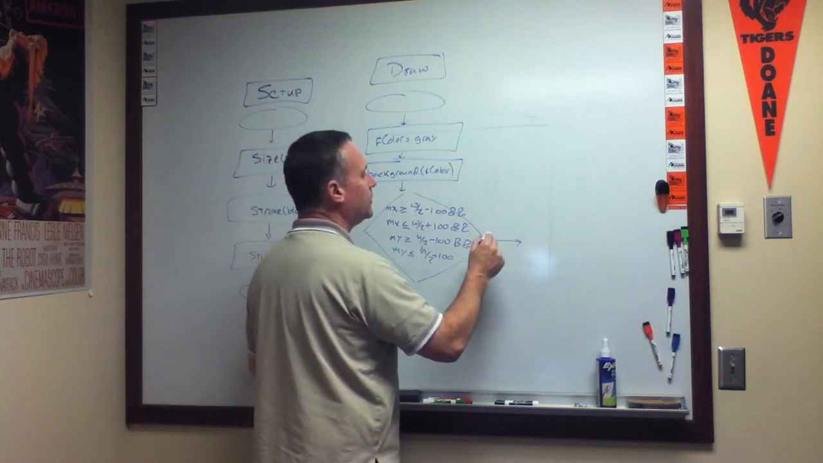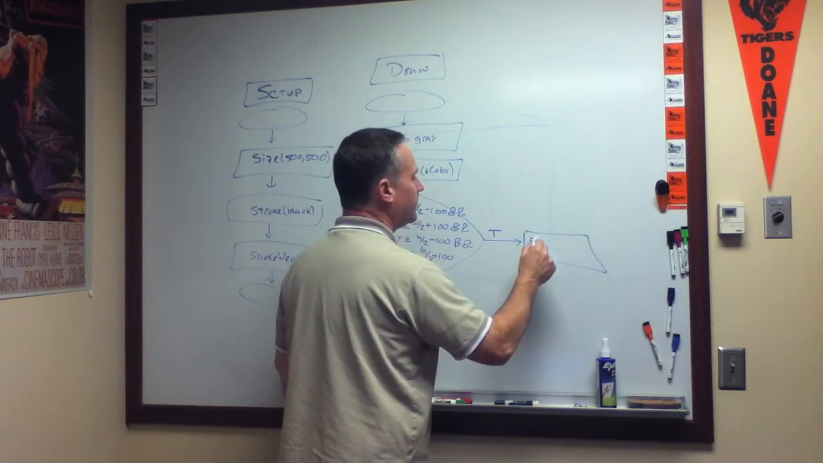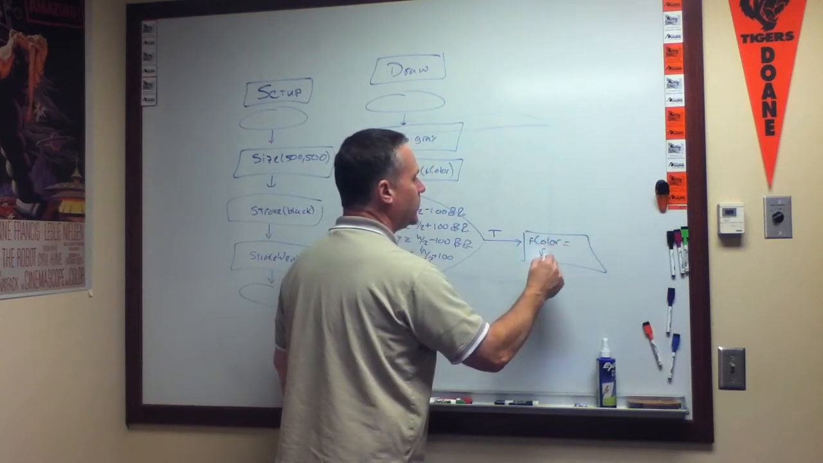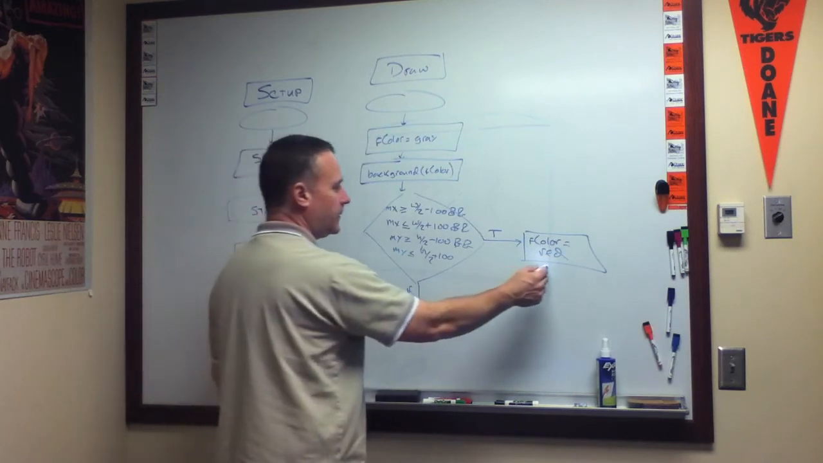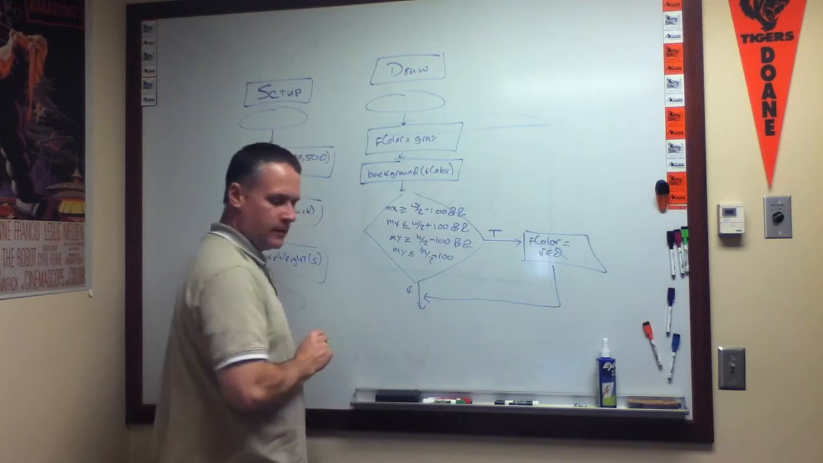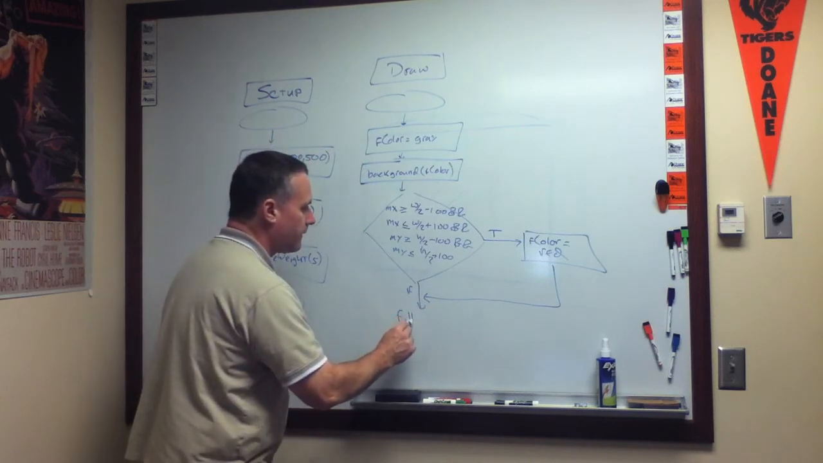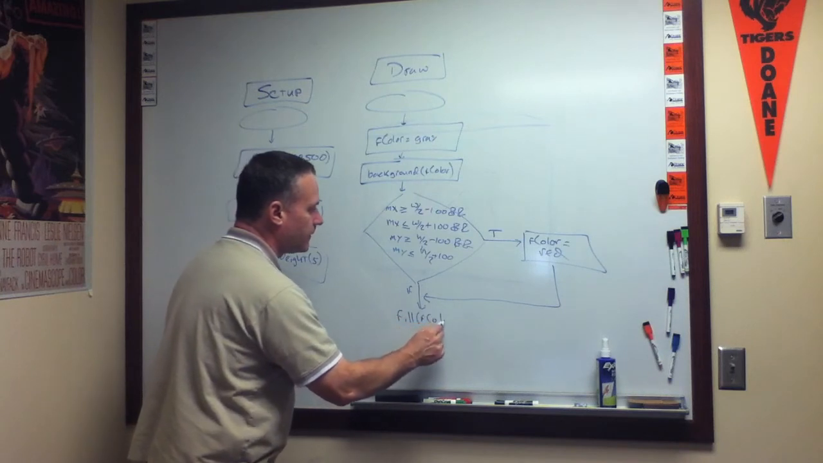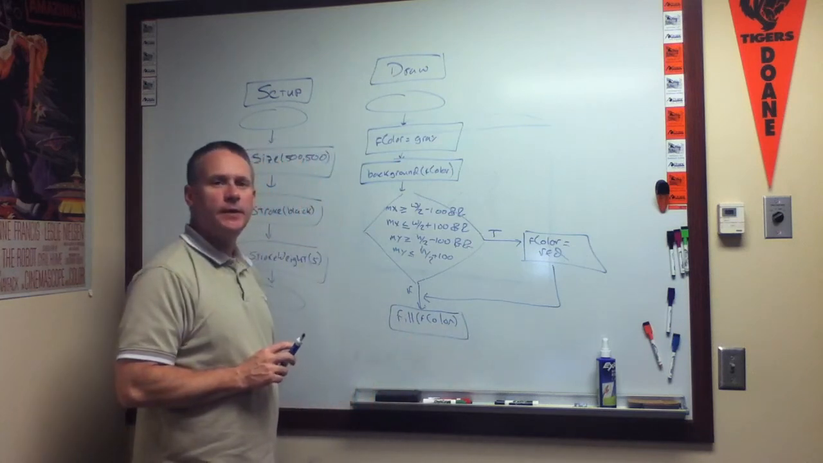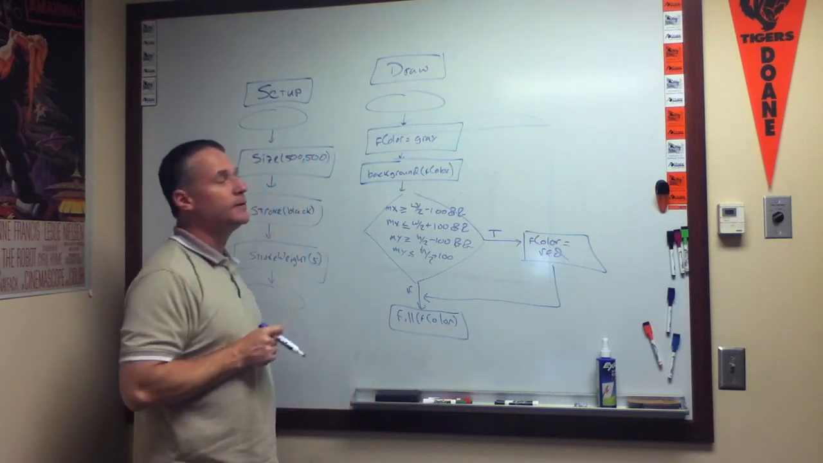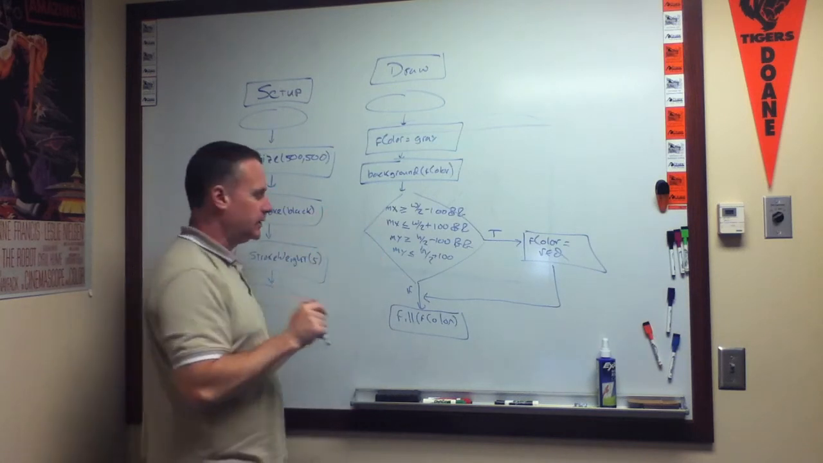If that's true, what we're going to do is we're going to set the F color to be red. If it's false, we just skip that statement. Then we'll set our fill to F color. Okay? So we'll either be filling the rectangle with gray or red, depending on the result of that condition.